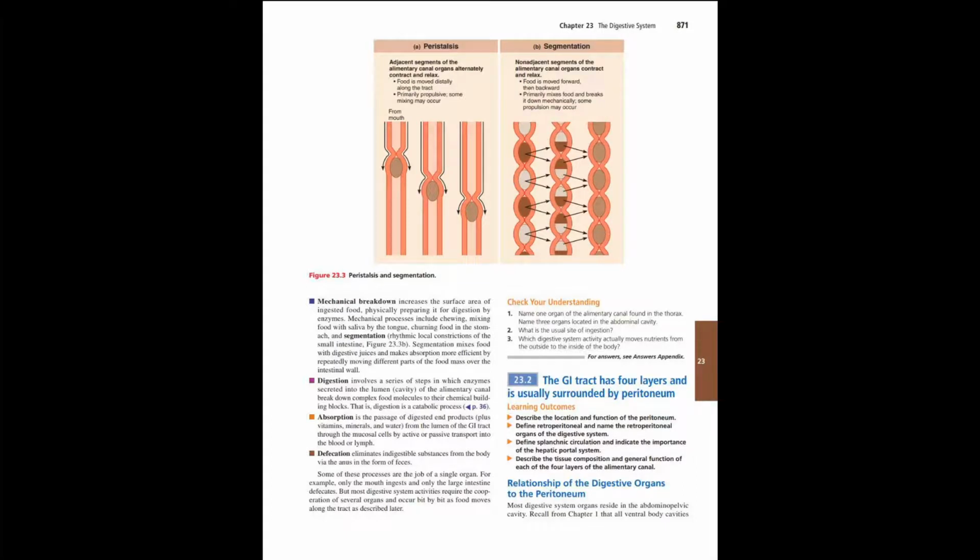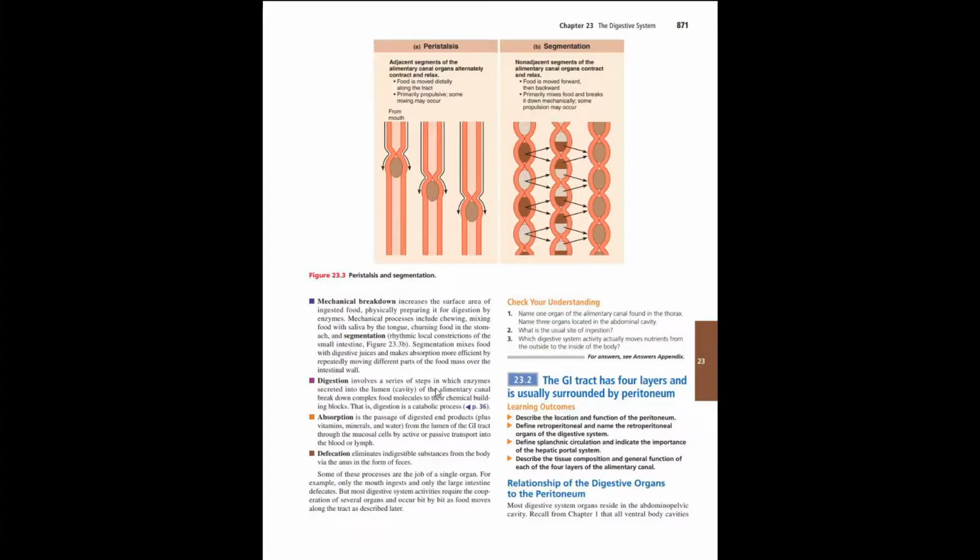Digestion involves a series of steps in which enzymes secreted into the lumen of the alimentary canal break down complex food molecules to their chemical building blocks. That is, digestion is a catabolic process. Absorption is the passage of digested end products plus vitamins, minerals, and water from the lumen of the GI tract through the mucosal cells by active or passive transport into the blood or lymph. Defecation eliminates the indigestible substances from the body via the anus in the form of feces.